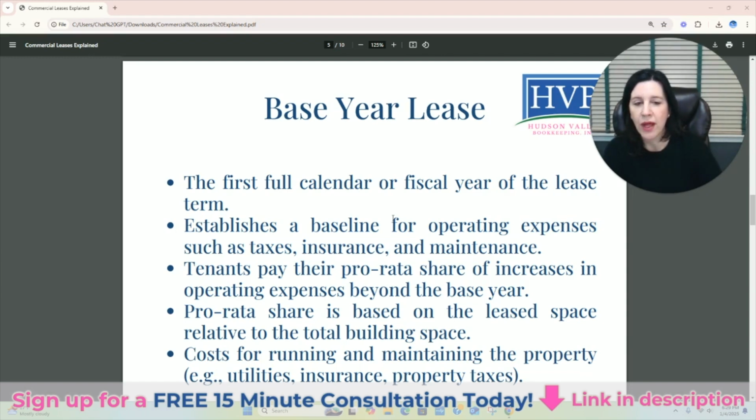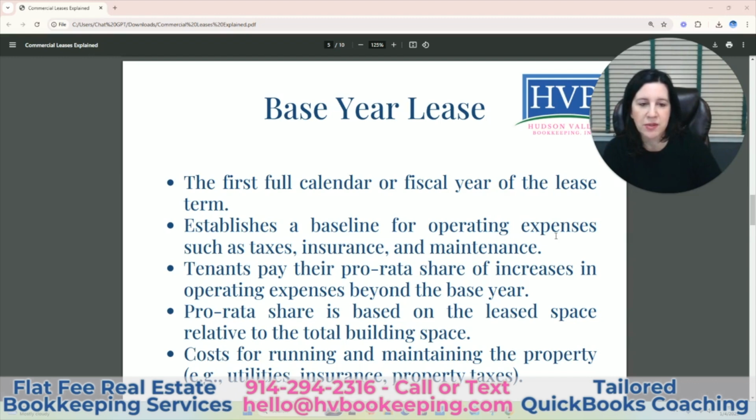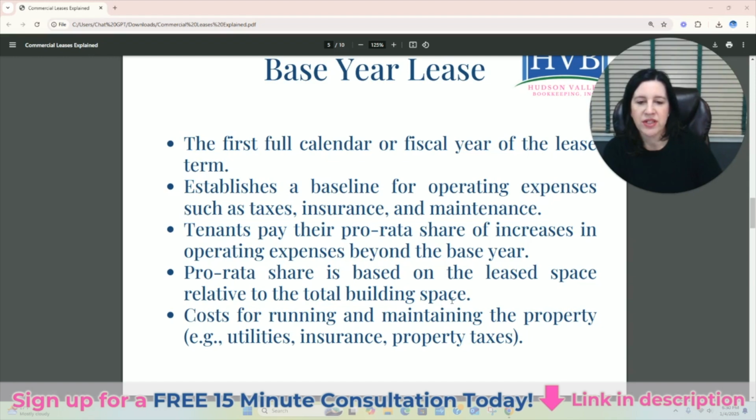Yardi. Okay, so this establishes the baseline for operating expenses such as taxes, insurance, and maintenance. Again, it's anything over their base. The lease will say the base year is this, and you're going to know you're only getting charged for the excess. The pro rata share is based on the leased space relative to the total building. So the lease will say your tenant's pro rata share is 30%. And sometimes when you add up all the leases, it doesn't equal 100%.